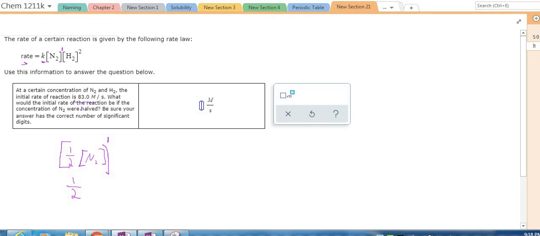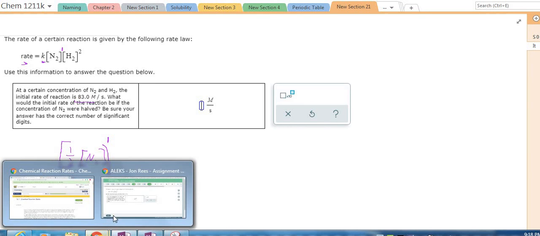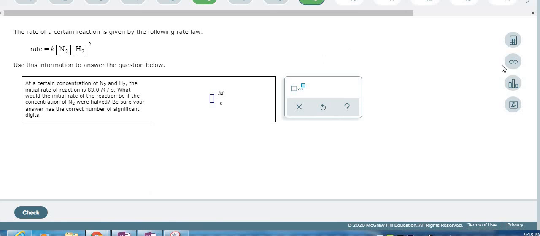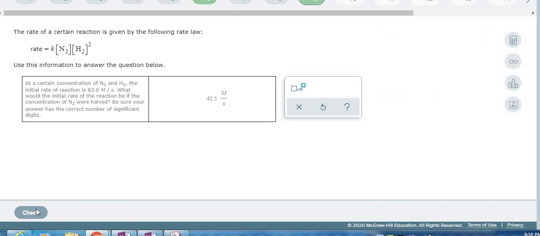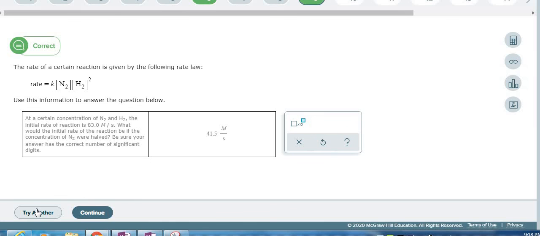So let's go back to our Alex, and we have 83 divided by 2, and so that's going to equal 41.5. When I put that 41.5 in there and check that, then that should give me the right answer. So again, these are easy to do. Just remember those orders, look at the order of each of the concentrations there, and just make the appropriate adjustments.